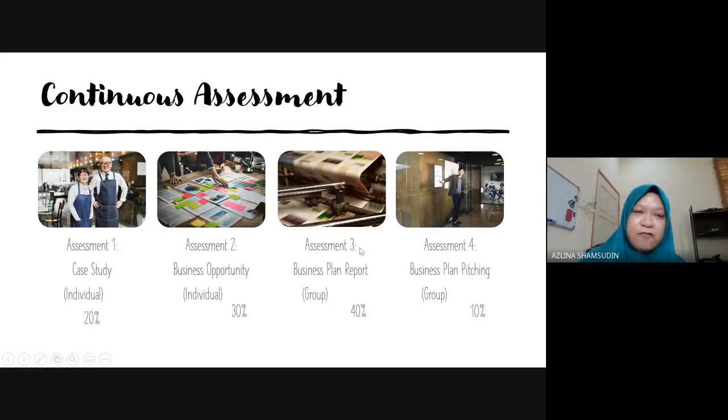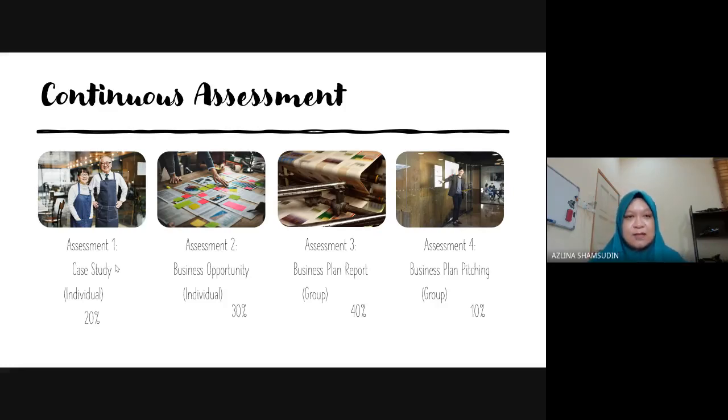So far, we only confirm the assessment that we're going to do, which is the first assignment, the case study. Okay? So, this is the individual assignment for 20%. Kalau ikutkan last semester, assessment 2 is the business opportunity, where you have to do the business model canvas, BMC. Also an individual assignment, 30%. The third assignment is the business plan report. This is the group assignment for 40%. And the last one is business plan pitching, group juga, 10%.